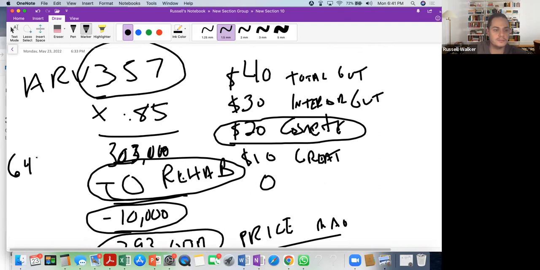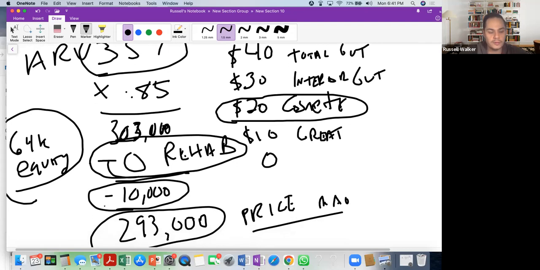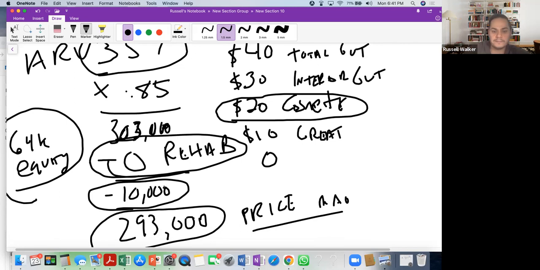So there's 64K in equity, right? So would I do a 1-year lease? Would you do a 1-year lease on this deal? Of course, right? You have 64,000 in equity. Why wouldn't you do a 1-year term? So you can lock the deal up at 293, and then go ahead and list it on the market for 340, try to sell it faster, 345, and collect your equity, right?